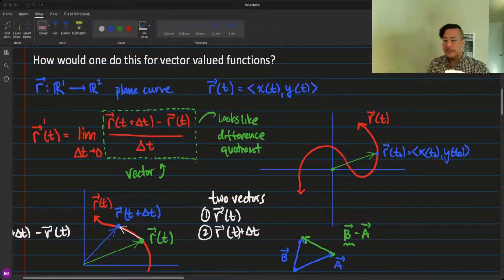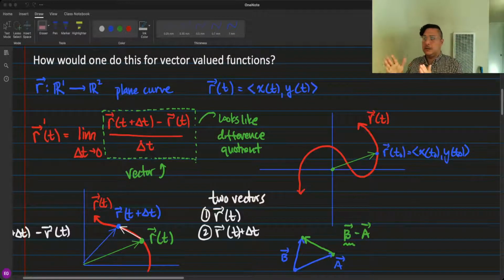So I did an example with a plane curve. You input a scalar and it outputs a vector in R2, right? Because it outputs a vector in R2, you have an x component and a y component. That's why you have r of t equals x of t comma y of t. Okay, and then the question becomes, when you calculate this derivative, what does that mean?